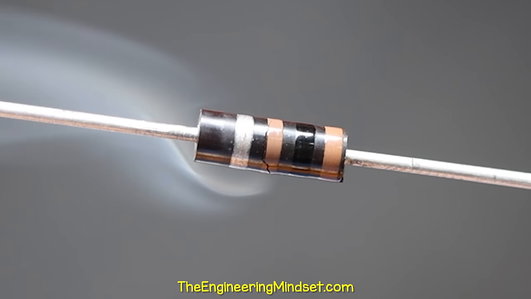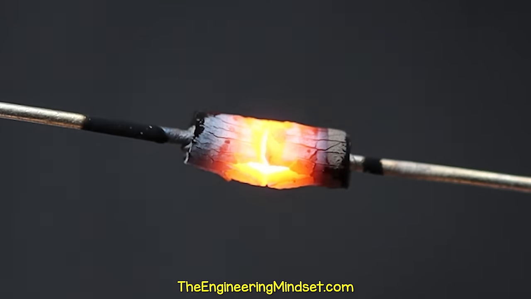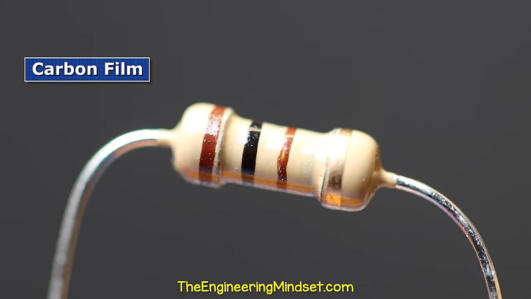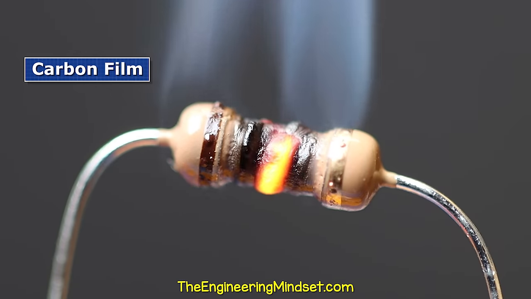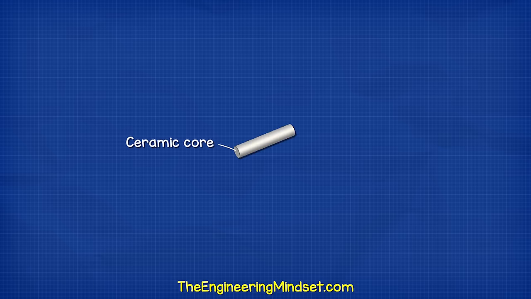Now, these types are not commonly used anymore just because modern resistors have better performance, stability, and they also last much longer. Carbon film resistors are very common and they're also very cheap to produce. They consist of a ceramic core which is coated in a thin layer of carbon.